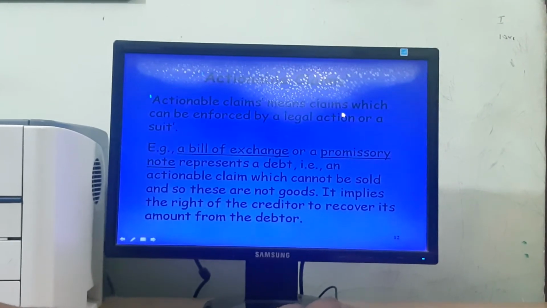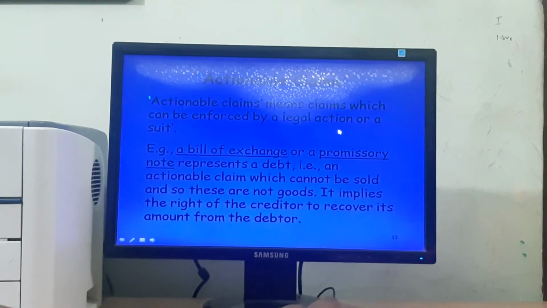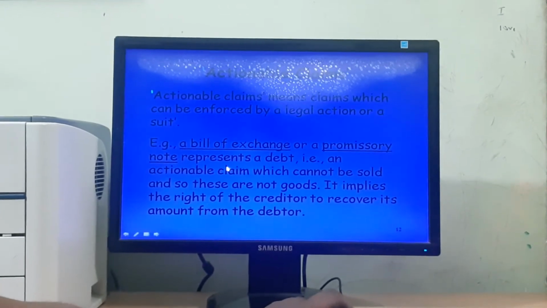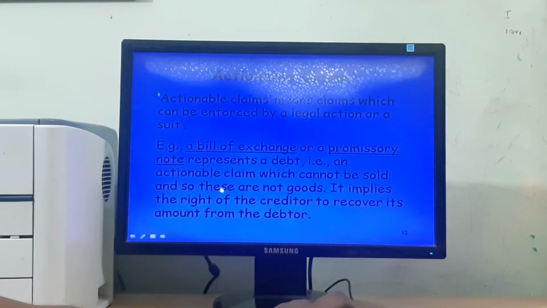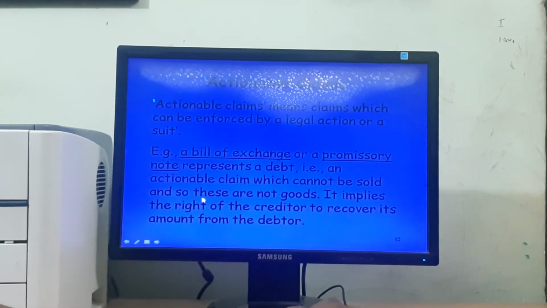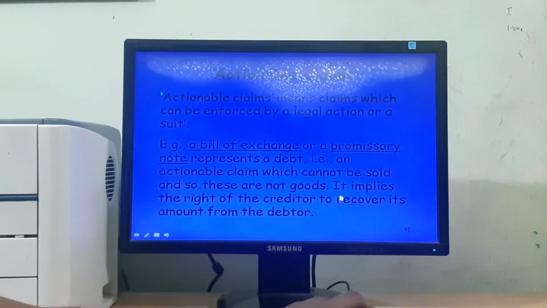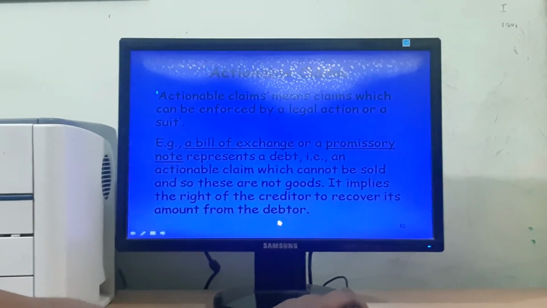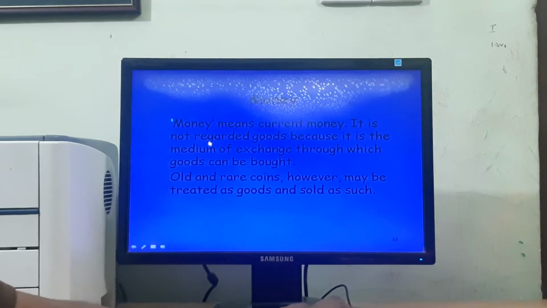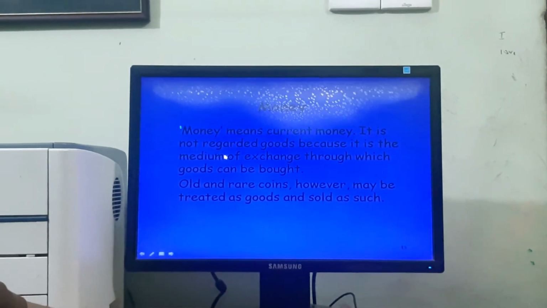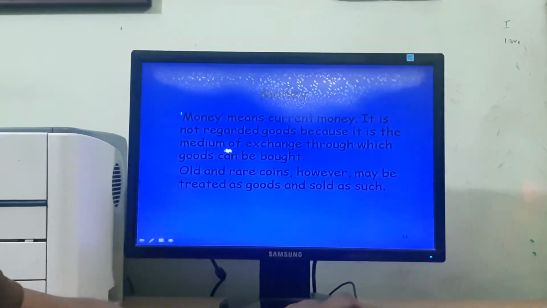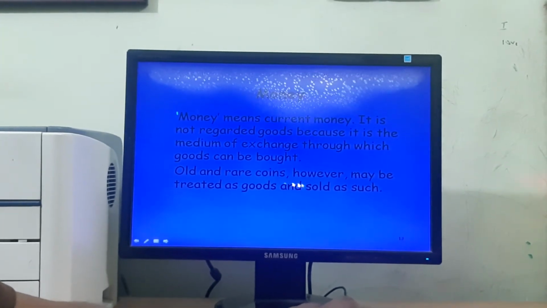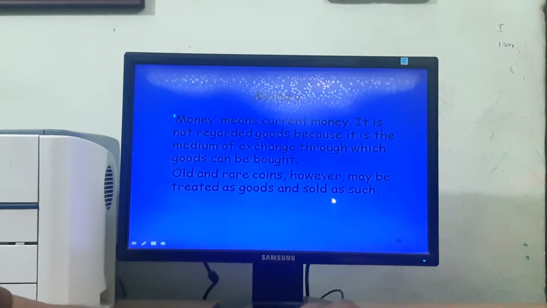Actionable claims means claims which can be enforced by a legal action or a suit. For example, a bill of exchange or a promissory note represents a debt, that is an actionable claim which cannot be sold, and so these are not goods. It implies the right of the creditor to recover its amount from the debtor. Money means current money. It is not regarded as goods because it is the medium of exchange through which goods can be bought. Old and rare coins, however, may be treated as goods and sold as such.